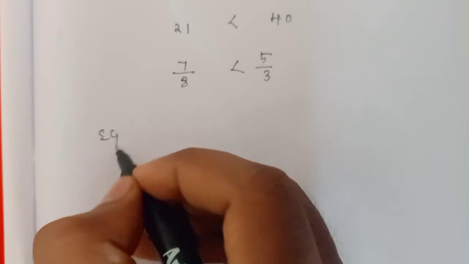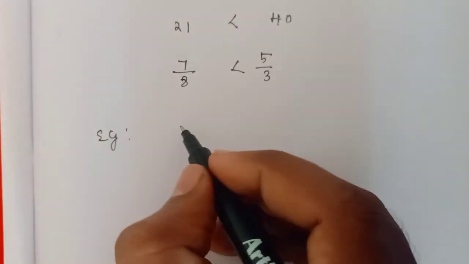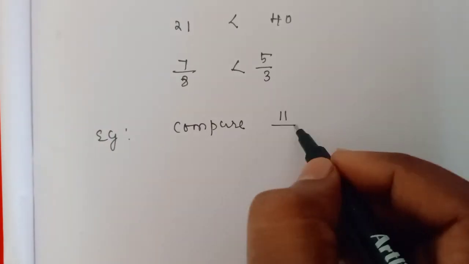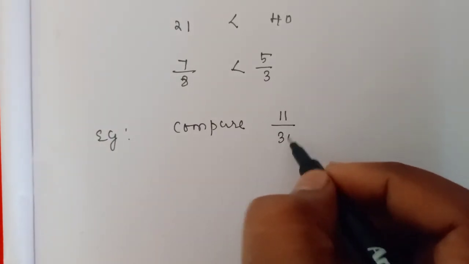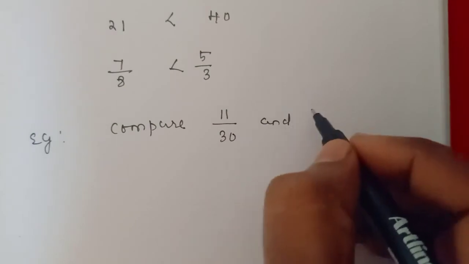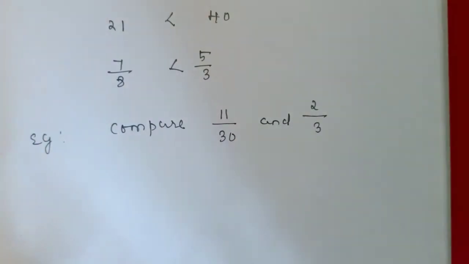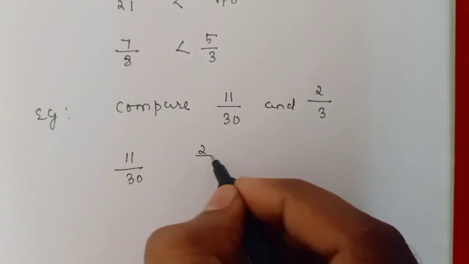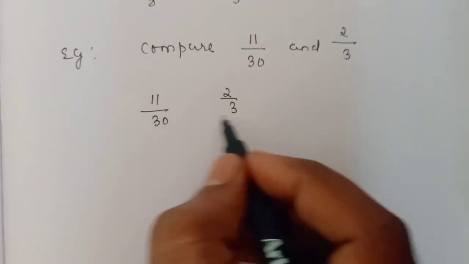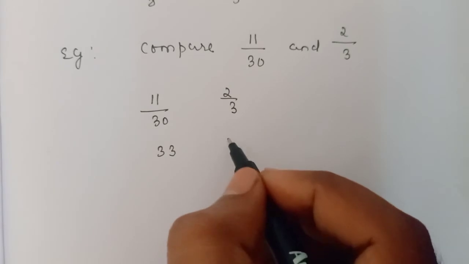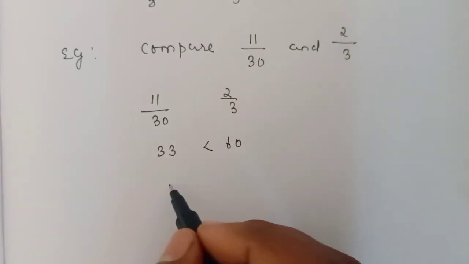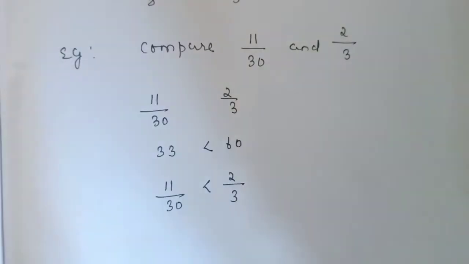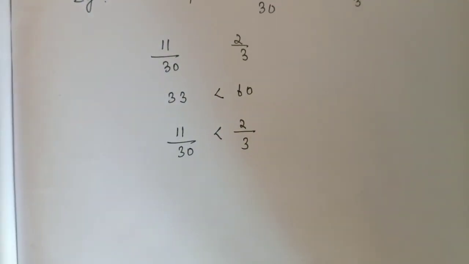Second example, compare 11 by 30 and 2 by 3. So cross multiplication: 3 into 11 is 33, and 30 into 2 is 60. So 60 is greater. So 2 by 3 is greater. Very simple.